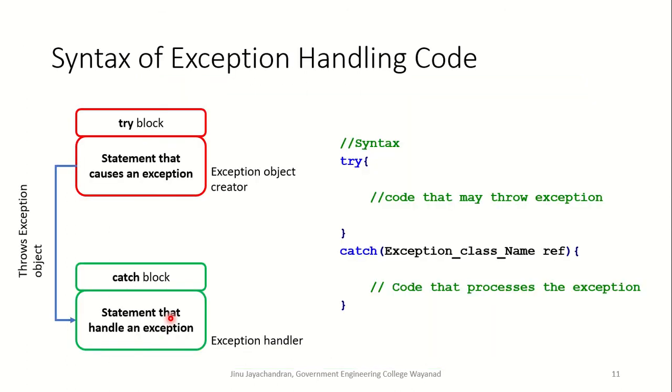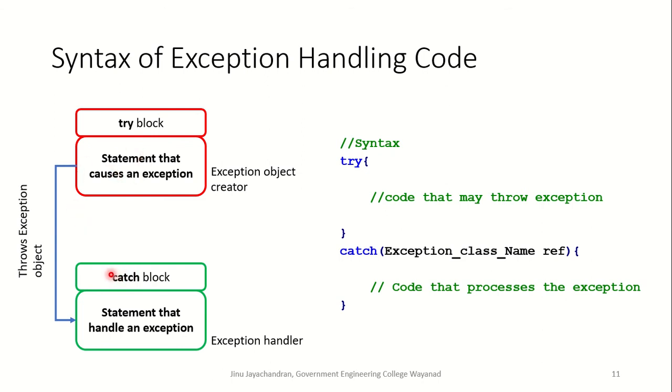So how will you do exception handling? Basically the structure is like this. You have a try block. Inside the try block you will write a statement, or multiple statements. Out of these multiple statements, it is possible that some of the statements might cause an exception. If the exception comes in these statements, it will be caught by the catch block.